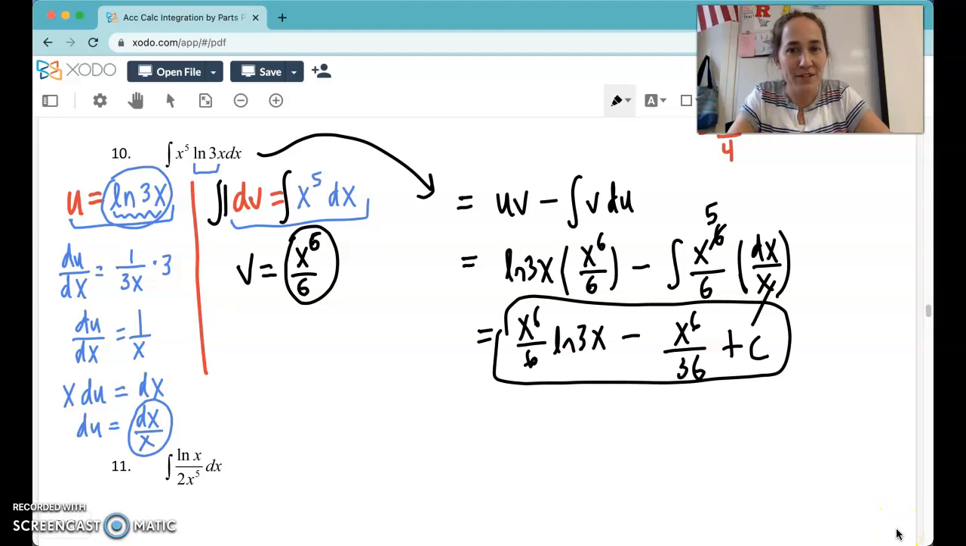Hopefully this whole process is becoming a little bit more natural as you start using the integration by parts formula more and more. Something that's for sure is it lets us take way more integrals than we ever used to be able to without a process like this.